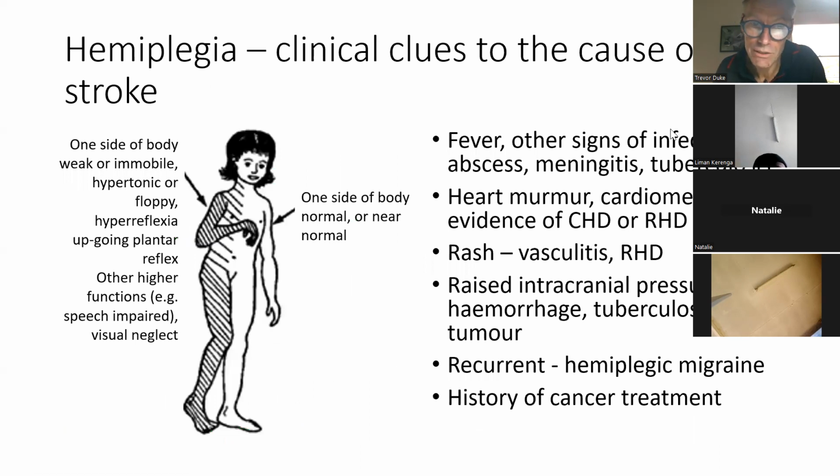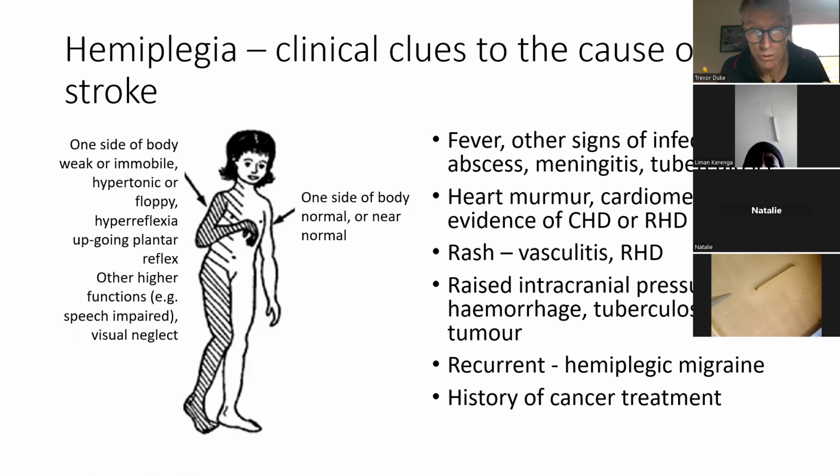When you're considering a child who's got a hemiplegia, then certainly you should take a full history and do an examination to look for fever or other signs of infection that might point to abscess or meningitis or tuberculosis. Look for whether the child's got a heart murmur or cardiomegaly on a chest x-ray, or clinically for evidence of congenital heart disease or rheumatic heart disease that might lead to a stroke.